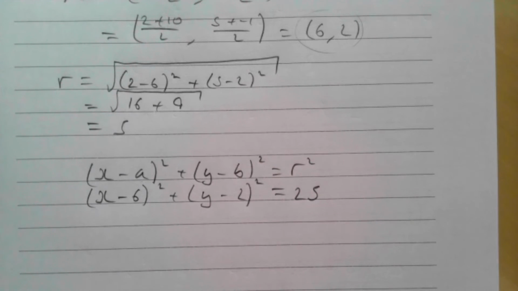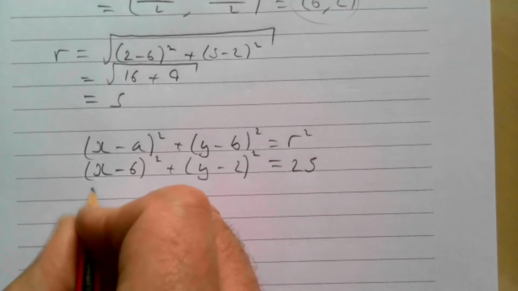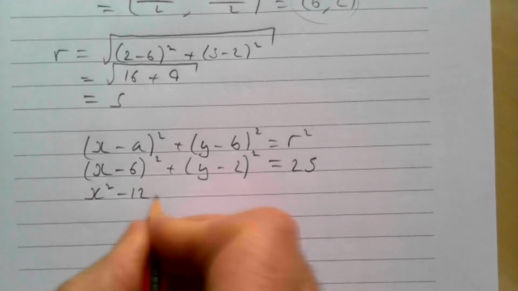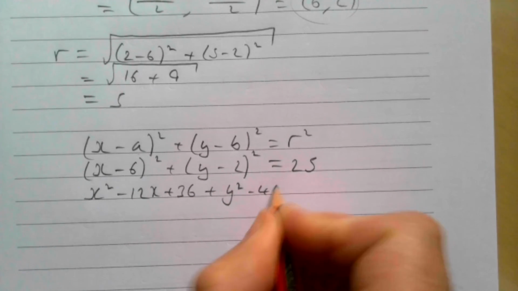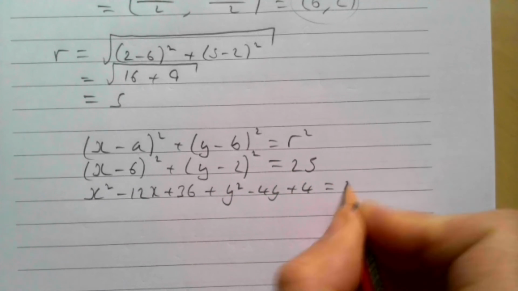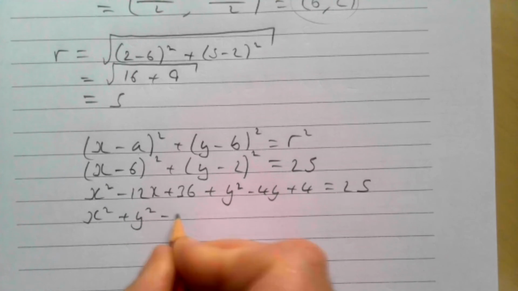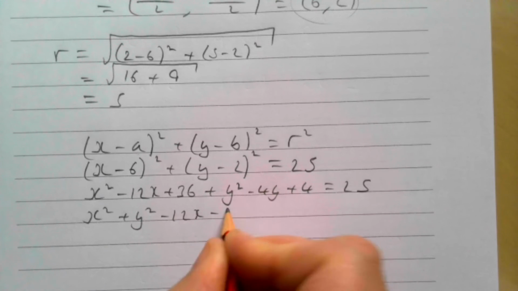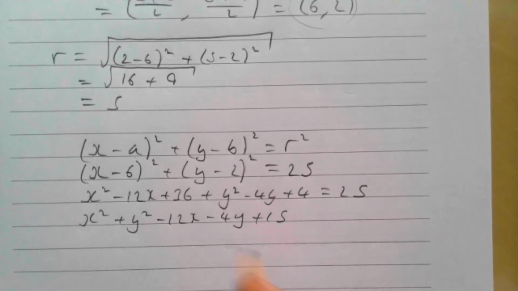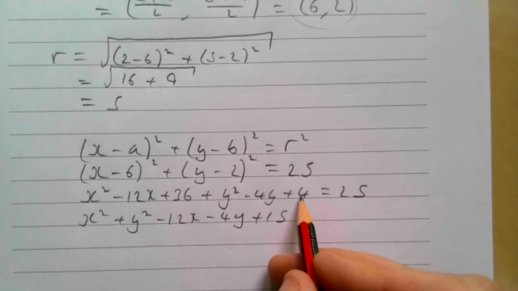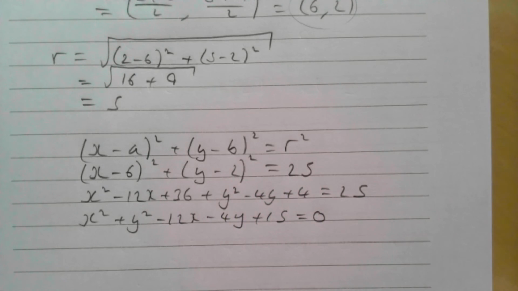If I want to multiply it out and rearrange it, of course I can. That would give me x squared minus 12x plus 36 plus y squared minus 4y plus 4 equals 25, giving me x squared plus y squared minus 12x minus 4y plus 15, whenever you work that out, because 36 plus 4 gives me 40, taking away 25 from both sides, equals 0.